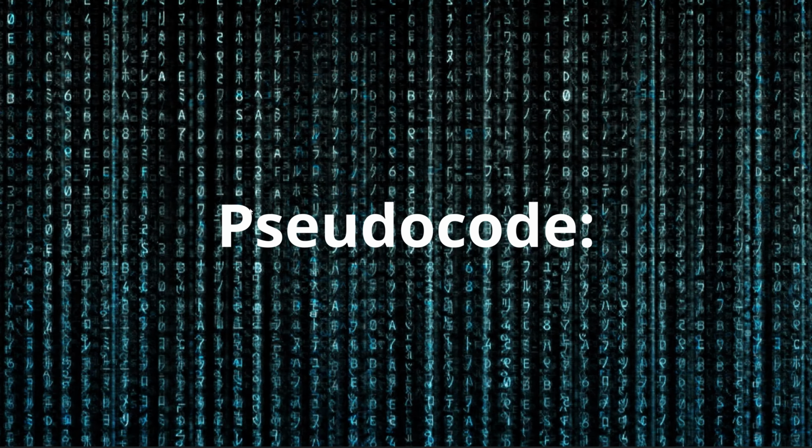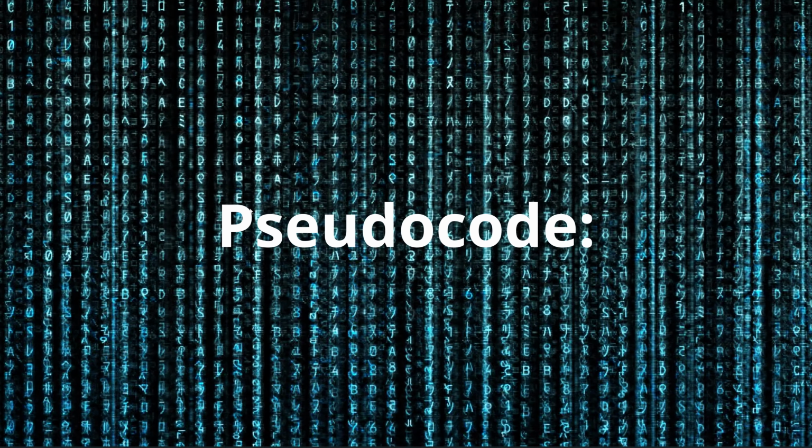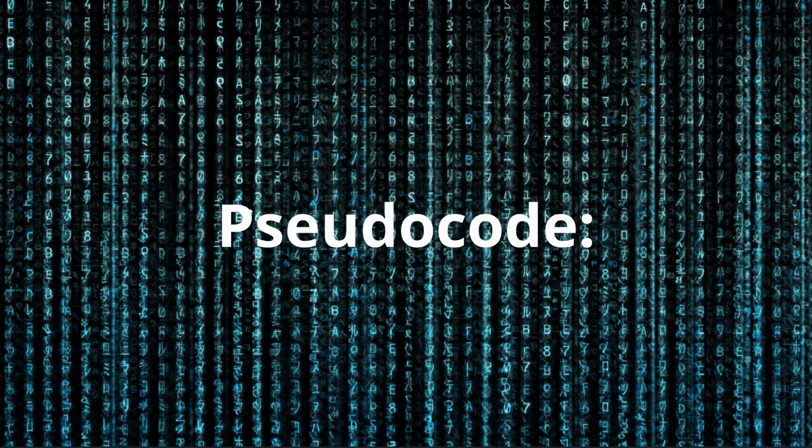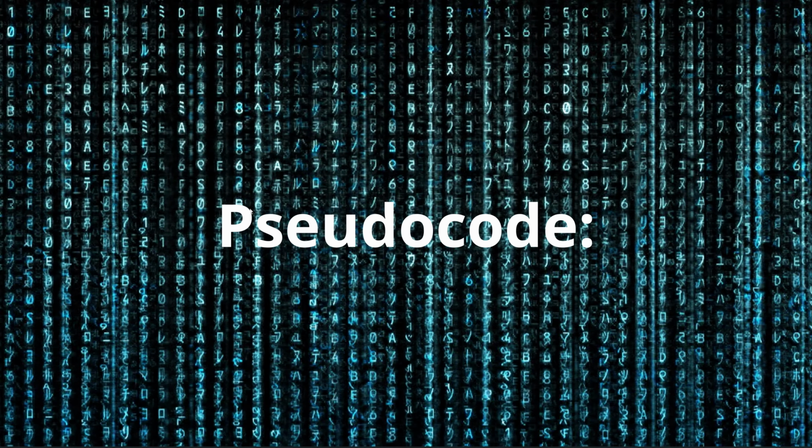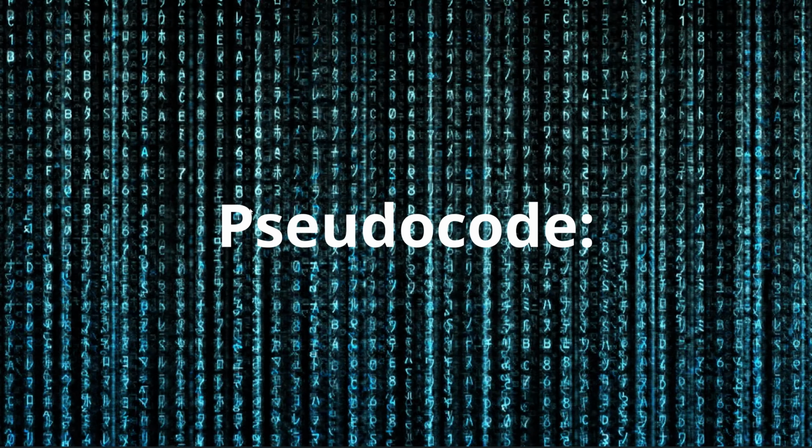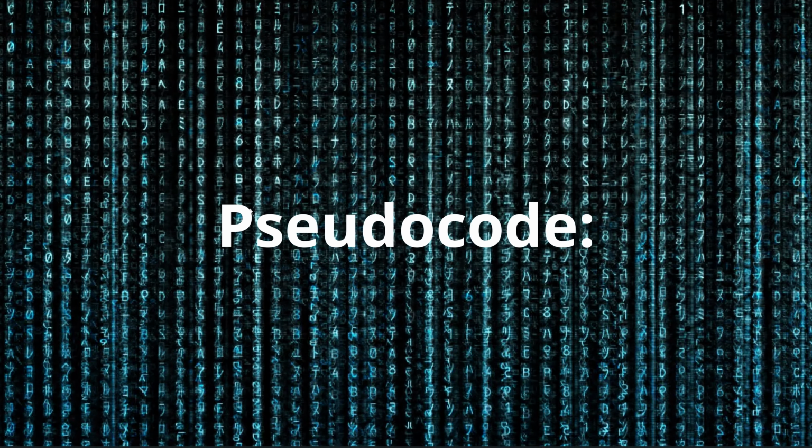Next, we have pseudocode, and it's a cross between human and programming languages. Basically, you're writing down code that's not really code. It's not going to work, but it's kind of like an outline of what you're going to do. But it also takes influence from the language that you're going to write it in.